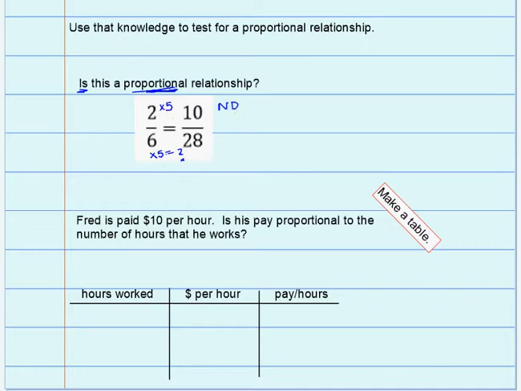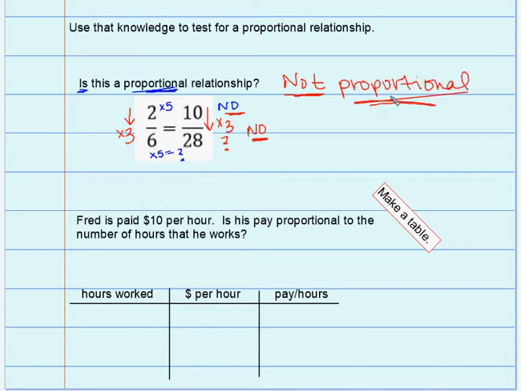You could also look at it with the vertical method. 2 times 3 would be 6. Does that work this way? Can I multiply times 3 to get 28? No. So no matter what I do, this is not a proportional relationship. Not proportional.